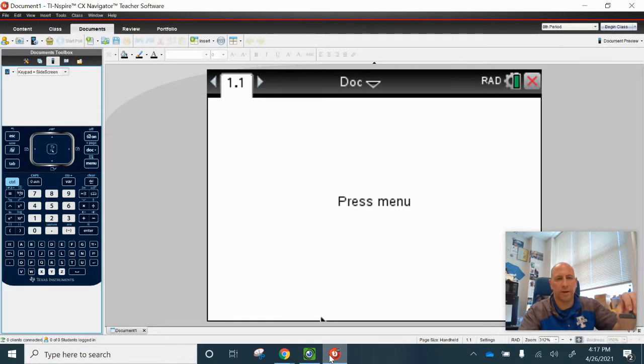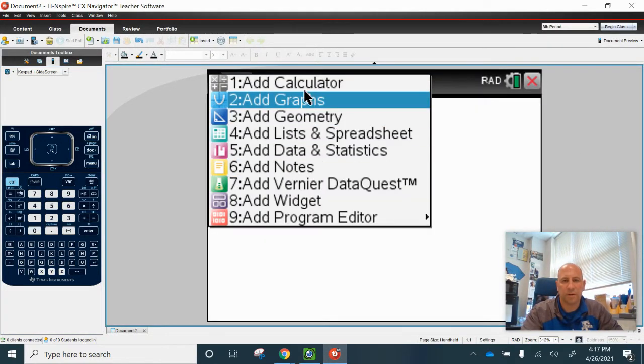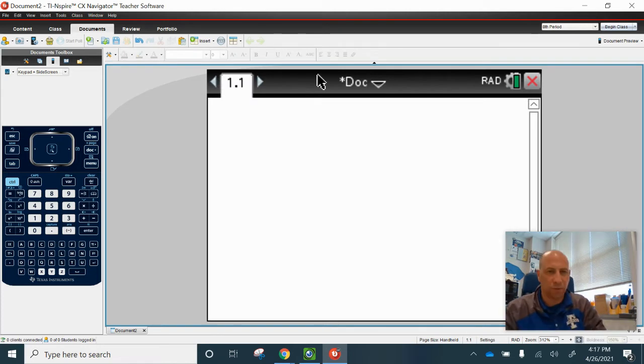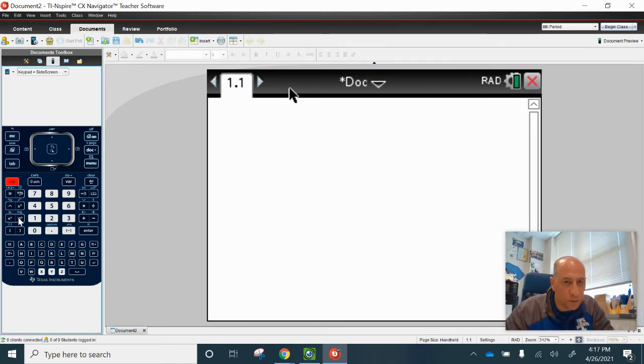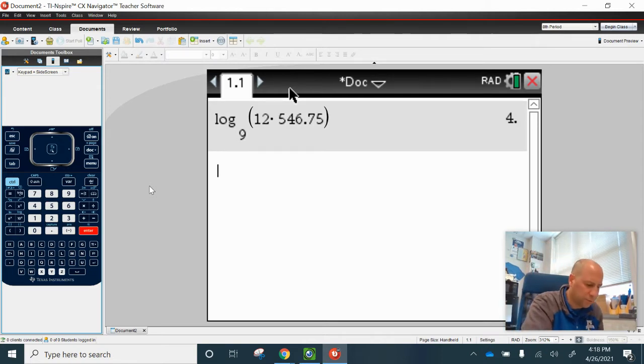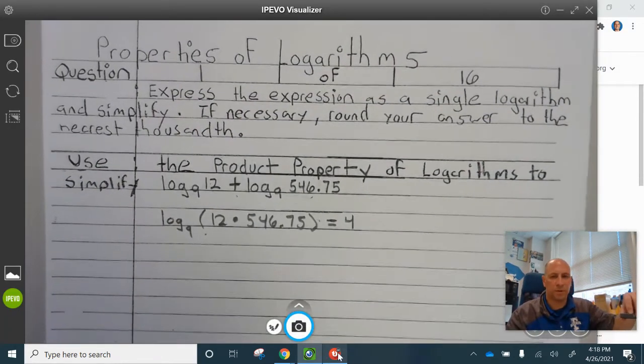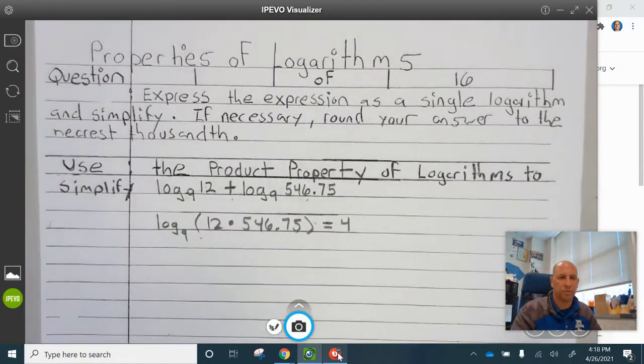So let's do that now. On new document, add calculator. So control log base 9 of 12 times 546.75, and the answer is 4. All right, finish up question number 1.